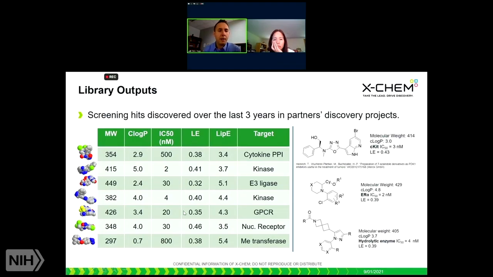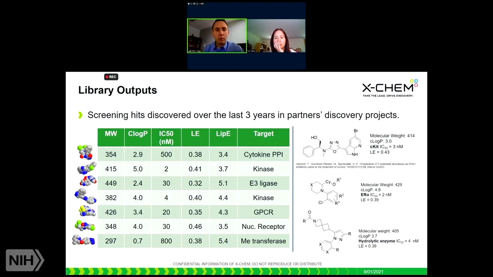So we're operating in many of these projects where we're identifying hits that have ligand efficiencies of 0.3 or greater. Again, these are the starting points for a medchem campaign. And so obviously we want to be successful when we partner with our collaborators.